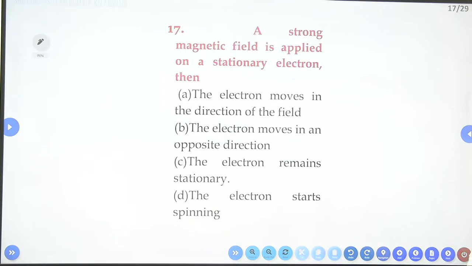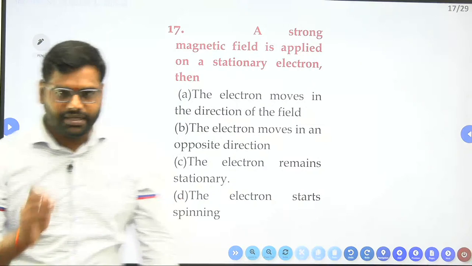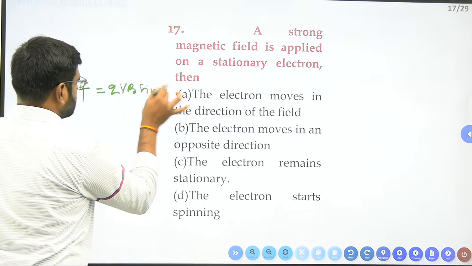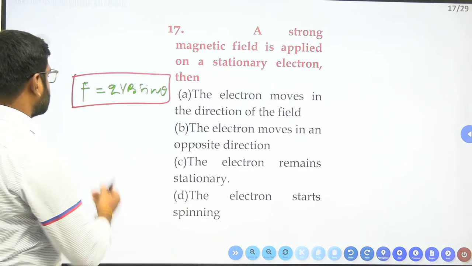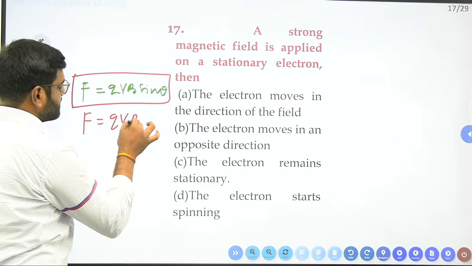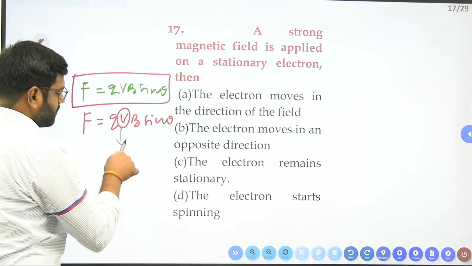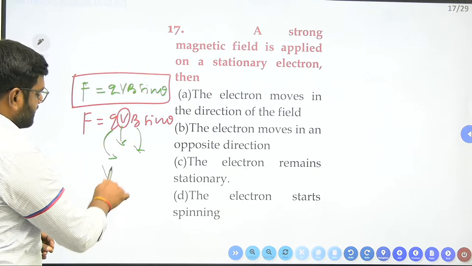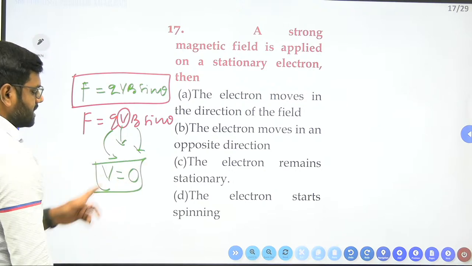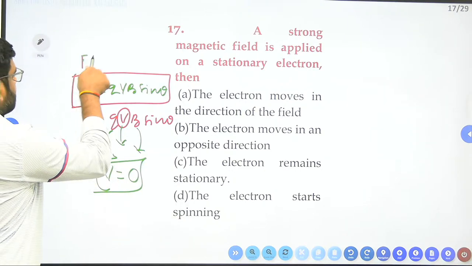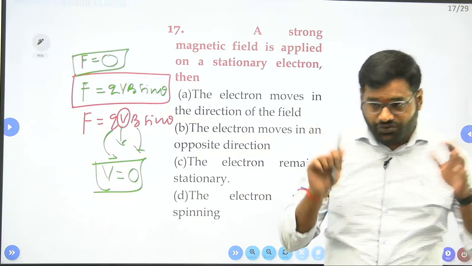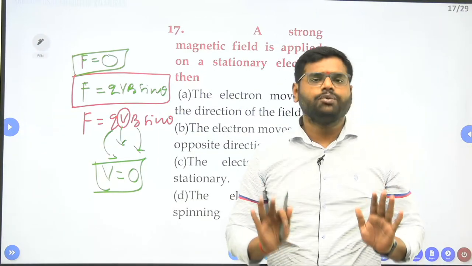Let's take the next question. A strong magnetic field is applied on a stationary electron. Here remember, the force experienced by a charged particle is QVB sine theta. This is the magnetic force on a charged particle. V is velocity, Q is charge, B is magnetic field. In a magnetic field, we have kept a charge at rest. The velocity is zero, and zero times anything is zero. The magnetic force on it is zero, so it will remain at rest.